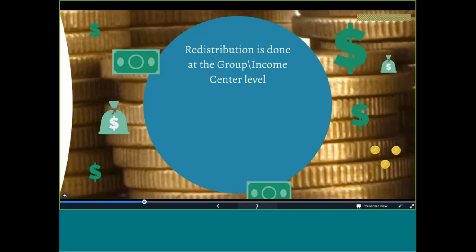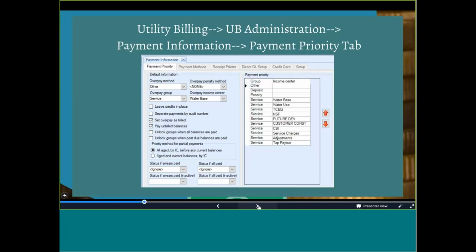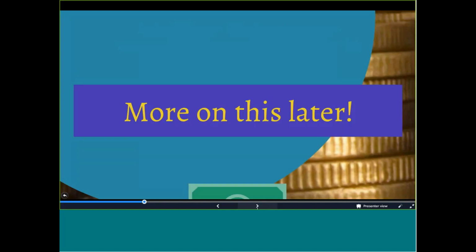Redistribution is done at the group and income center level. It's important to note that there is a deposit group and there is an other group also. They can both have balances and they don't have their own income centers. But they would also be included in the redistribution of credits if the payment priority is set up for that. So the credits are redistributed in order of payment priority, and that screen is found here: utility billing, UB administration, payment information, and then the payment priority tab. It looks like this here. We'll actually go over that in more detail a little bit later on.